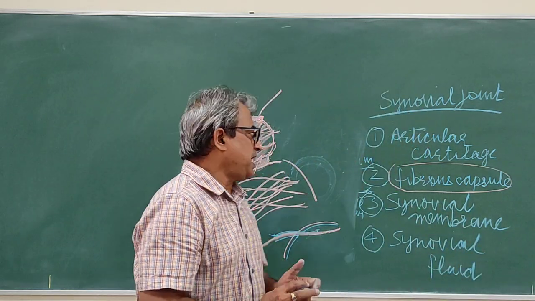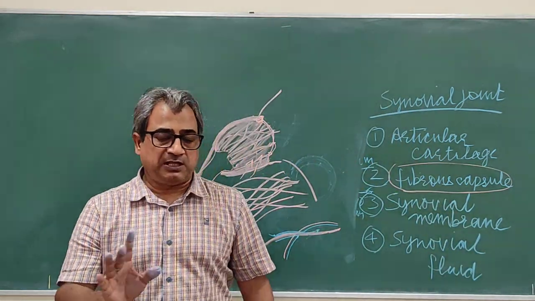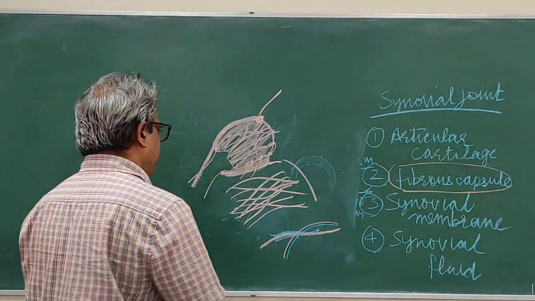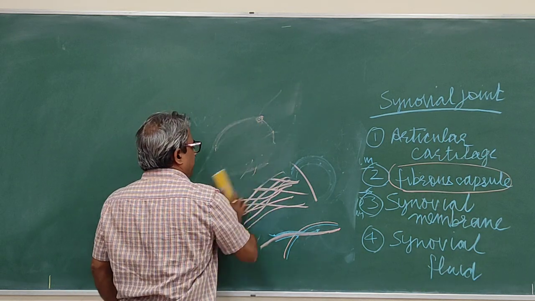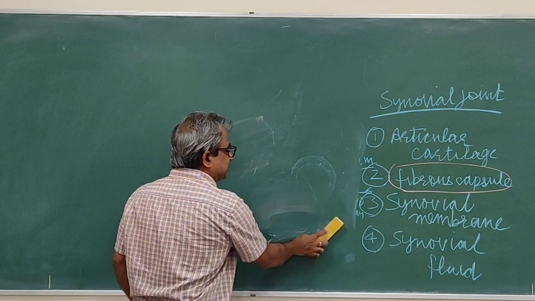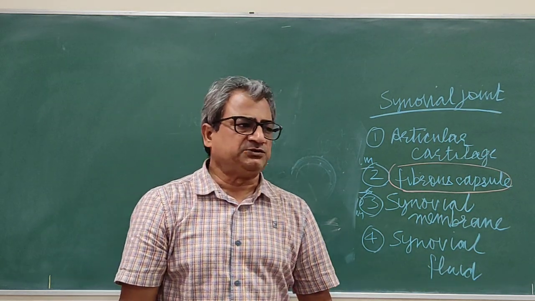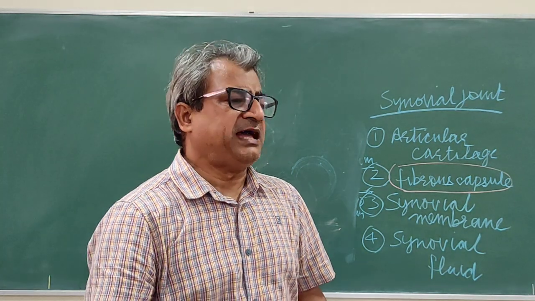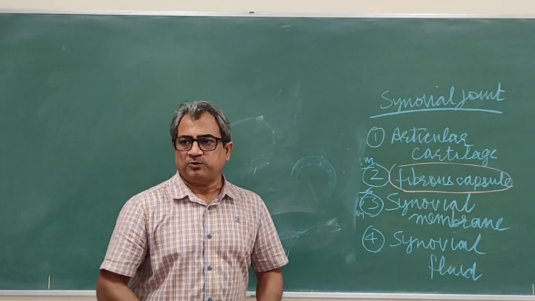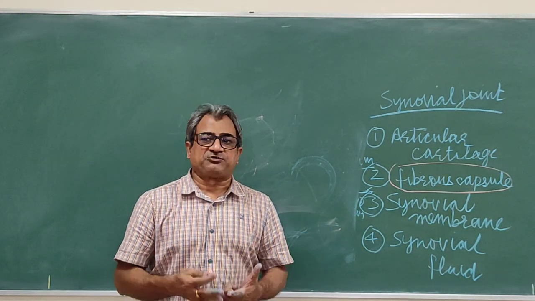Now this fibrous capsule which is present, don't think it is made up of only fibers, because the fibrous capsule itself, as you have seen in the knee joint and shoulder joint, is not that strong that it can hold so much weight. So it is actually strengthened.